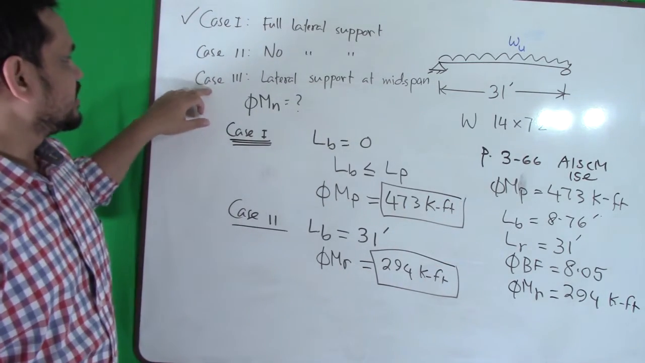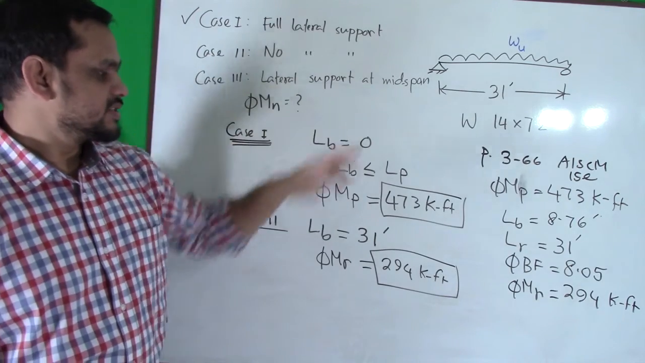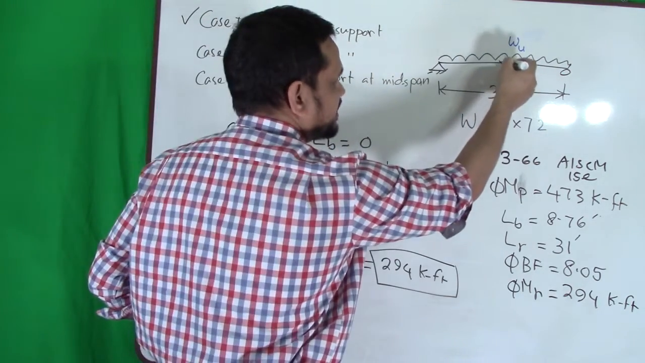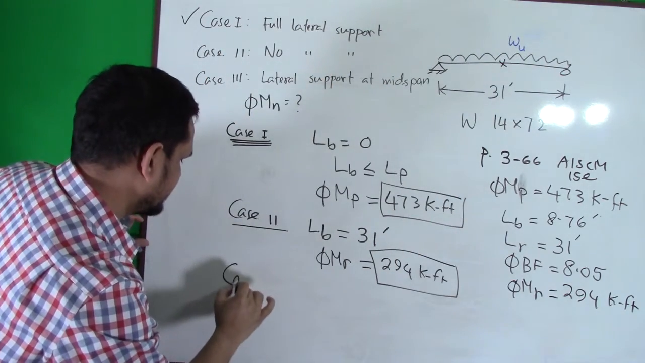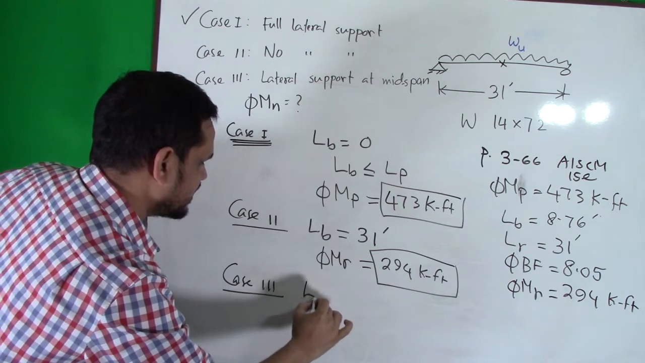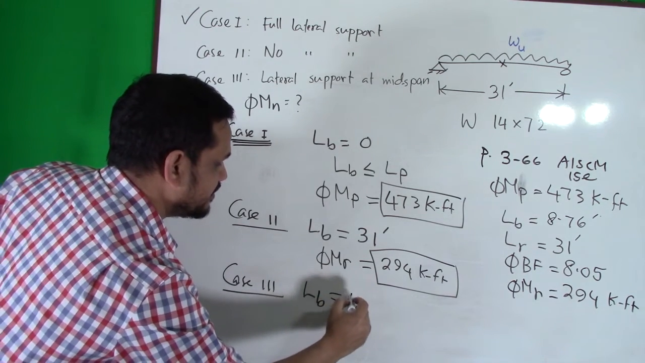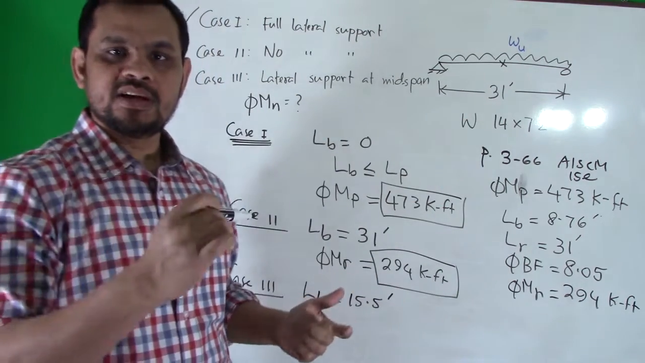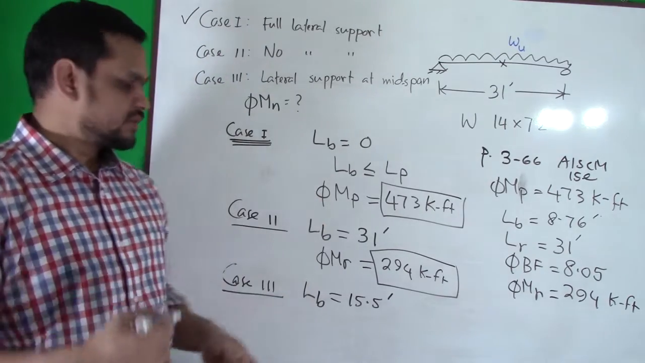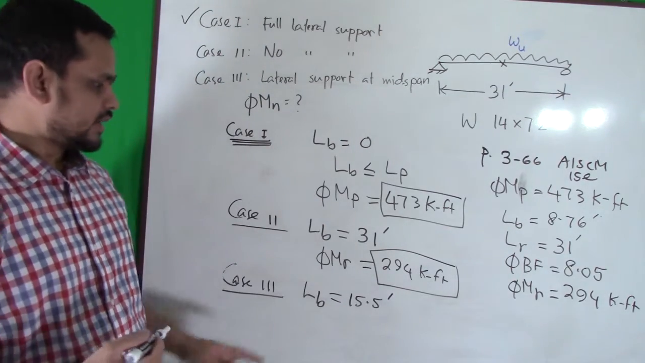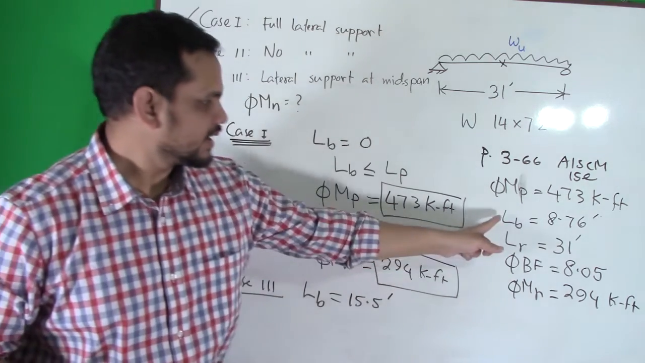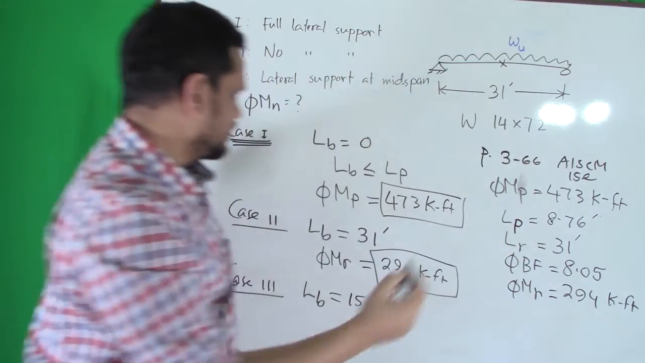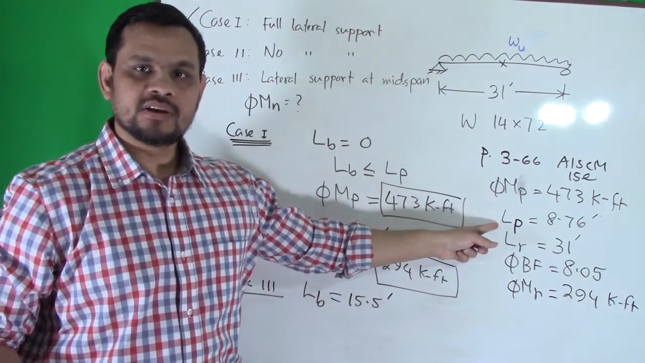Okay, then case number 3, lateral support at mid-span. That means there is a support at the mid-span. What is my LB then? LB will be 15.5 feet, because half of this, at the mid-span I have a lateral support. So LB is 15.5. Now if I compare this LB with, oh sorry, here it is not LB, it is LP. It is LP.